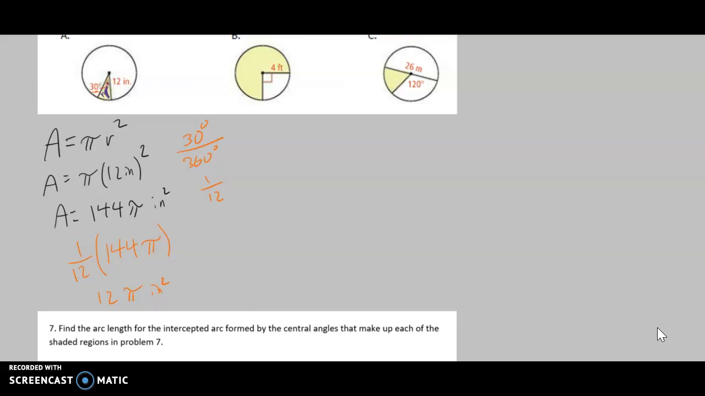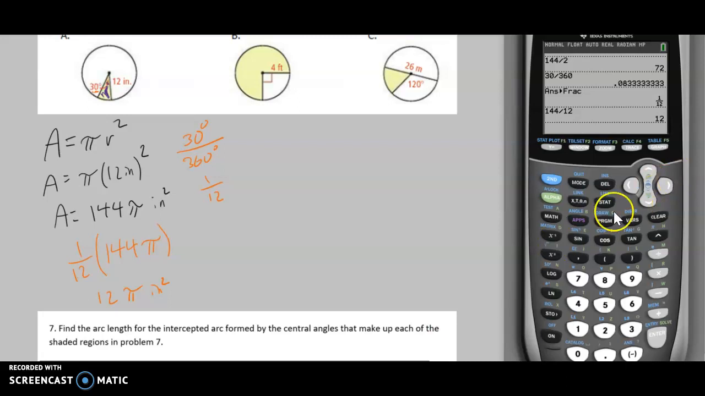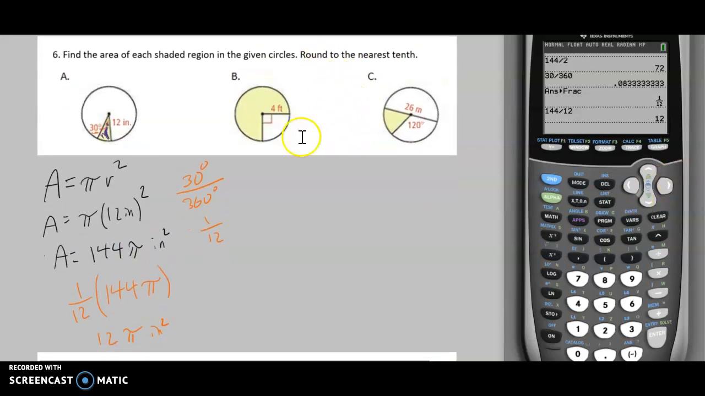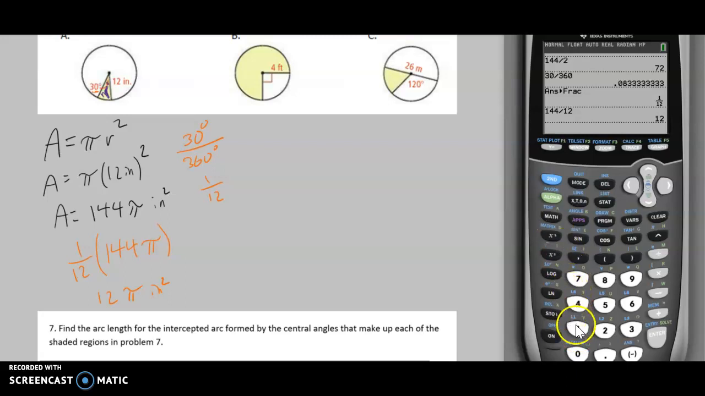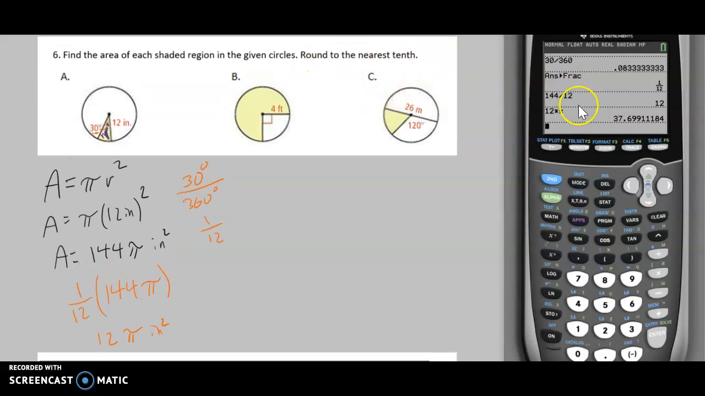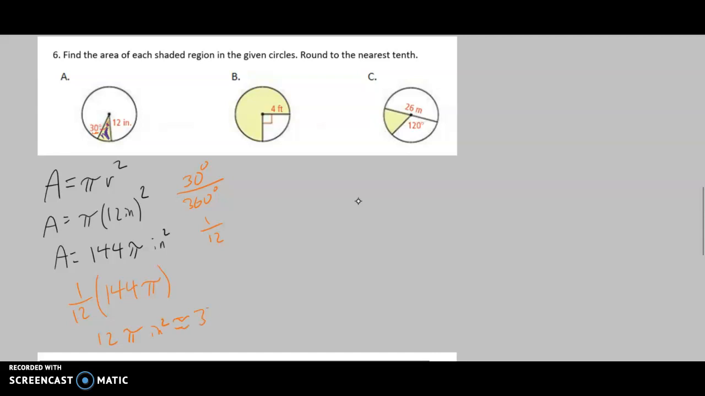And again, pi is just a number. If I wanted to put that in my calculator and get a decimal value, which I don't think the question, oh, it does say round to the nearest tenth. So I guess we should put that as a decimal. If we do 12 times pi, we've got about 37.69, so we're going to round that to the nearest tenth, 37.7. So this is roughly equal to 37.7 square inches. All right, so that is our answer for part A. We took the fraction of the circle that we're looking at, this sliver, and multiplied it by the area of the entire circle to get the area of just that small sliver.